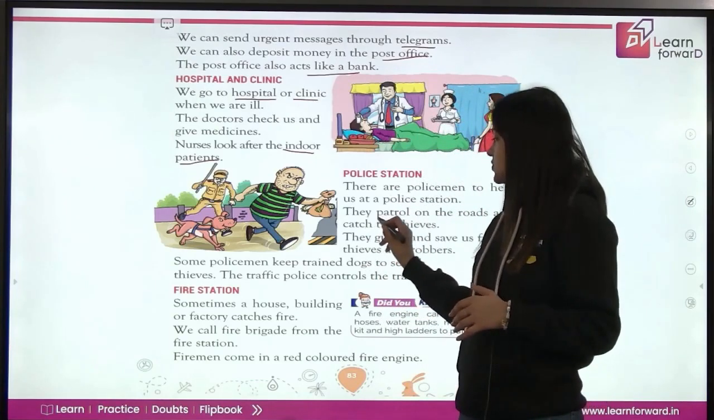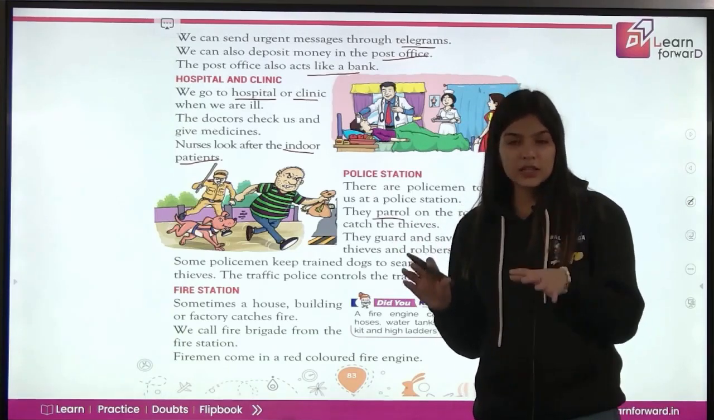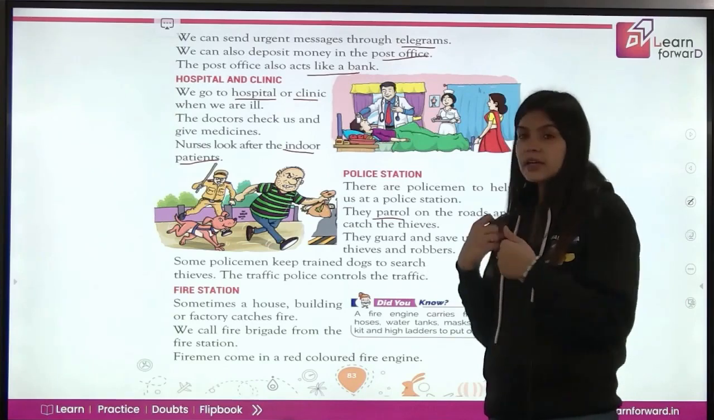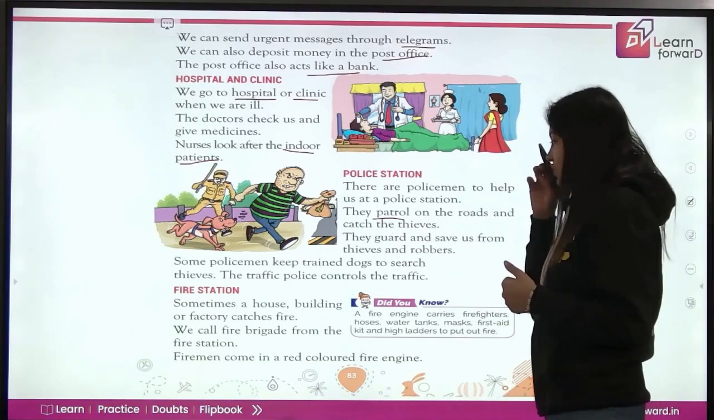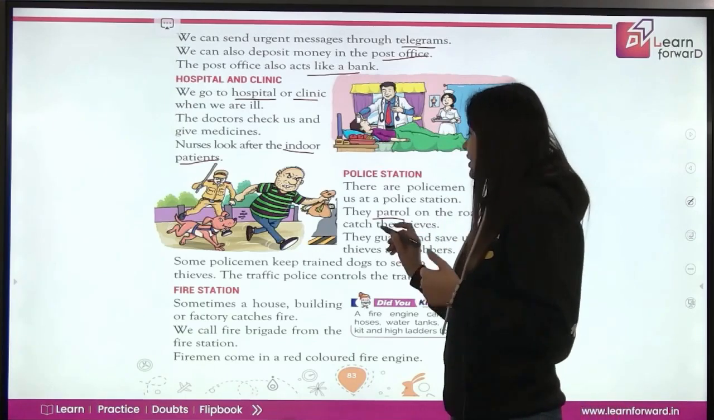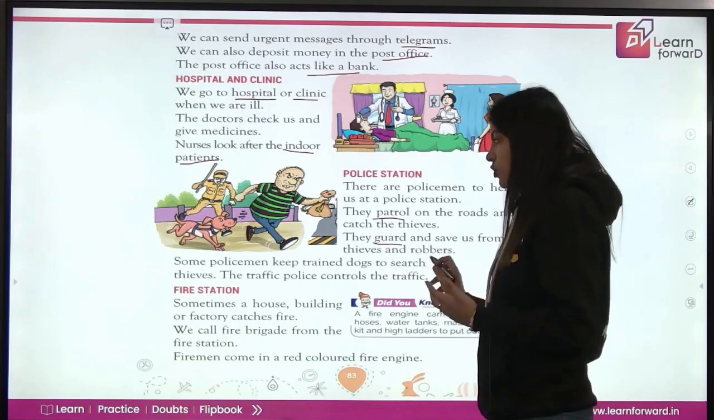So you might have seen the patrol bikes or the patrol cars of the policemen, which go around at night, basically. So they can catch the robbers and the thieves. They guard and save us from the thieves and robbers. So they save us from the thieves and robbers.